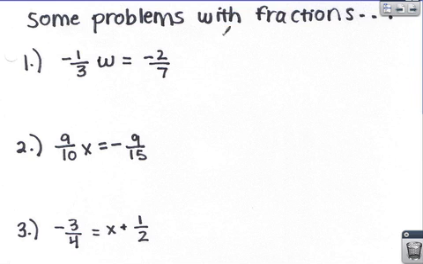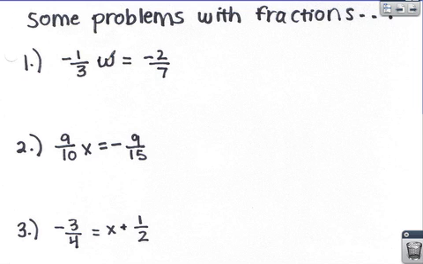Now let's practice some problems with fractions. If I have negative 1/3 w equals negative 2/7, and my goal is to isolate w, I have to think of which inverse operation I should use. Well, here we are multiplying negative 1/3 by w. The inverse of multiplying by negative 1/3 is dividing by negative 1/3.